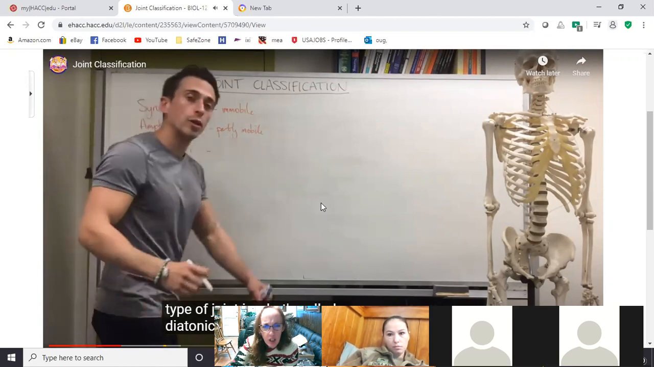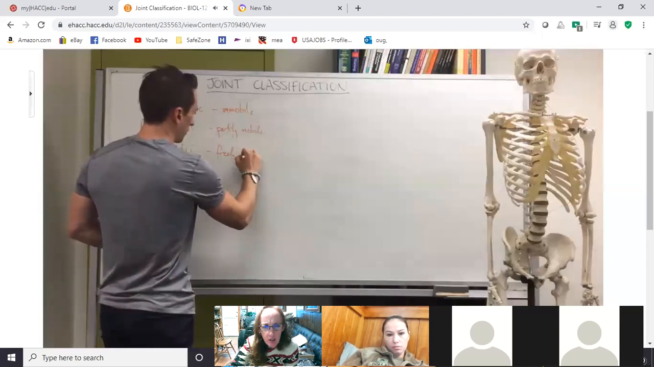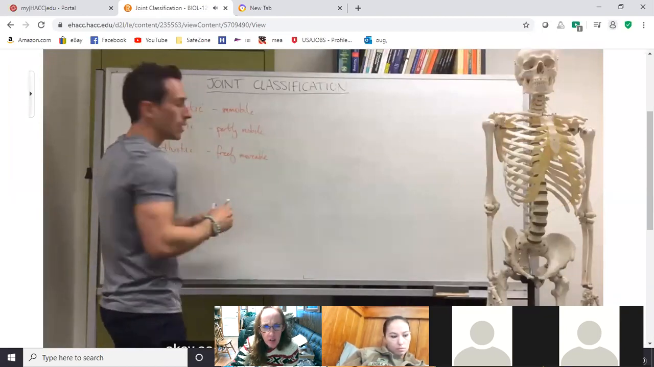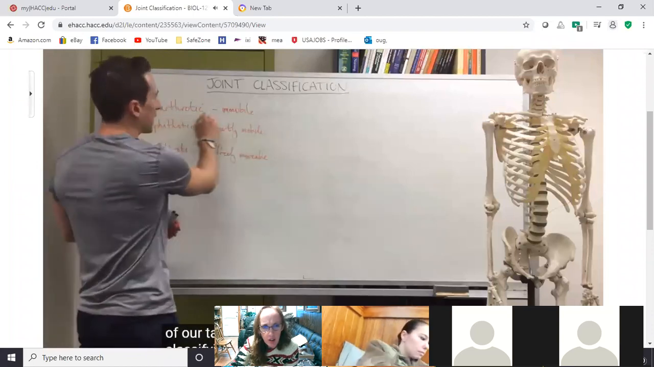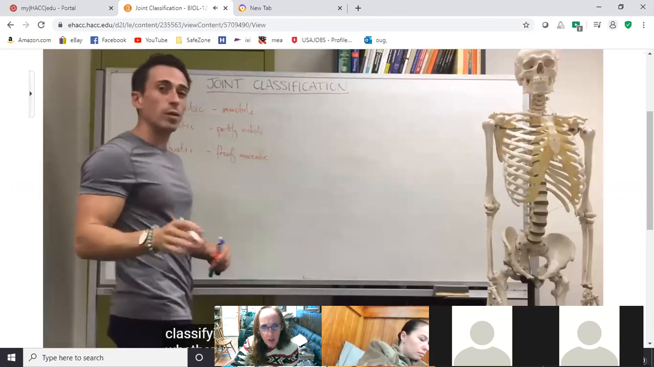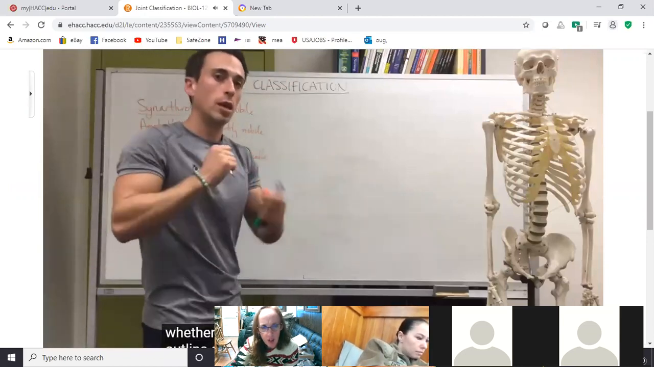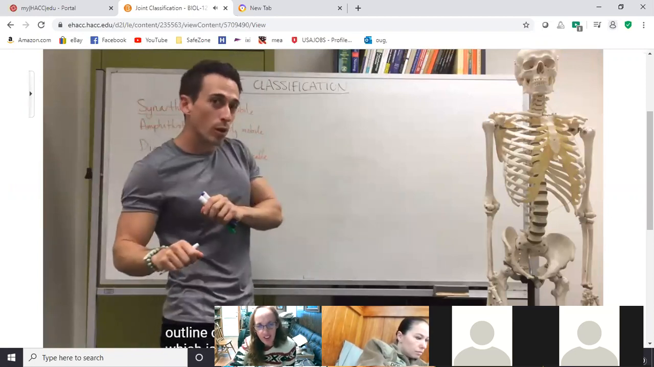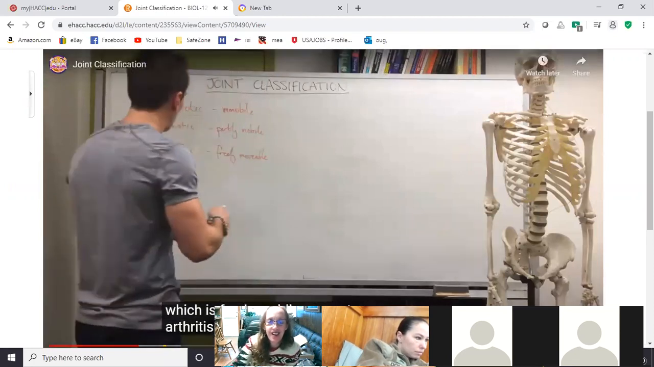And a diarthrotic joint is a freely movable joint. Okay. So what we need to do is, at the end of our table that we're going to draw up, classifying joints, we're going to state whether these particular joints that we outlined are synarthrotic, immobile, diarthrotic, which is freely mobile, or amphiarthrotic, which is partly mobile.